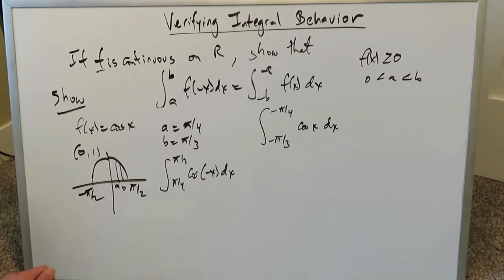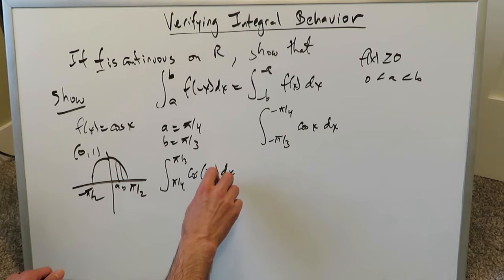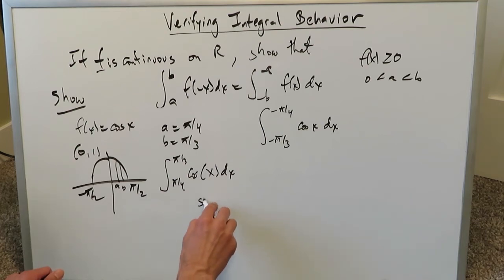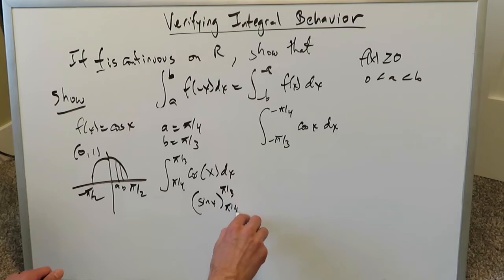Let's see how everything plays out over here. Cosine minus x, we know it's an even function. It becomes and it stays cosine x. Cosine x is equal to cosine minus x. It's a trigonometric identity. What's the antiderivative of cosine x? It's sine x. And then we're looking at everything here from pi over 4 to pi over 3.